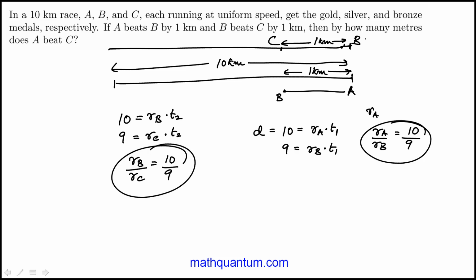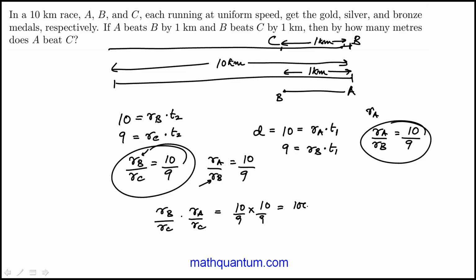Question: how many meters does A beat C? So I'll find the relationship between the rates of A and C. So I'll multiply these equations because you'll see that R sub B is in the denominator here and numerator here. 10 over 9 times 10 over 9, which is 100 over 81. Let me just make sure this is RA over RB. So that's RA over RC.